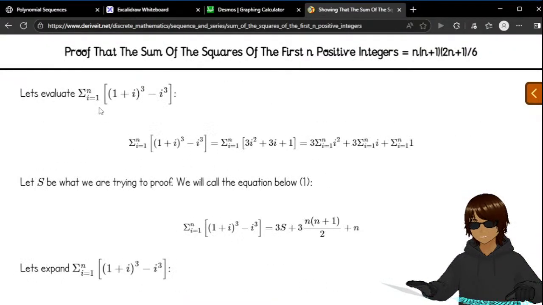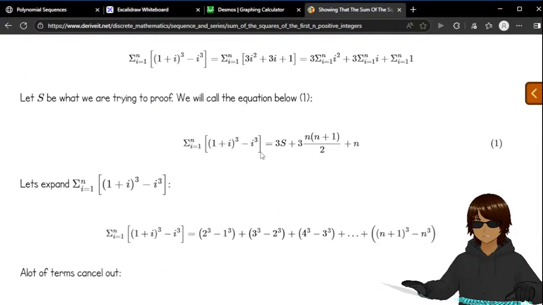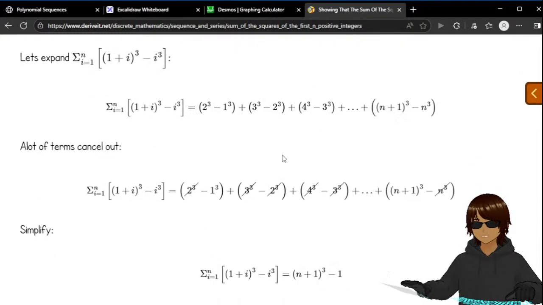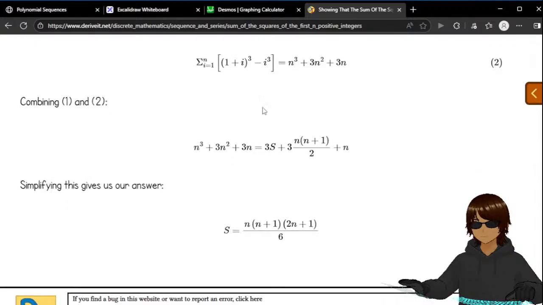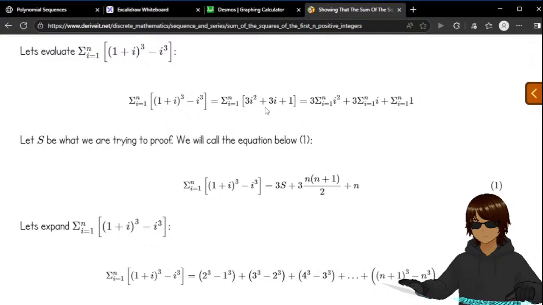Sum of squares, first n positive integers. Let's evaluate this. So if we evaluate this, we are left with this. Let S be what we are trying to prove. We will call the equation below 1.